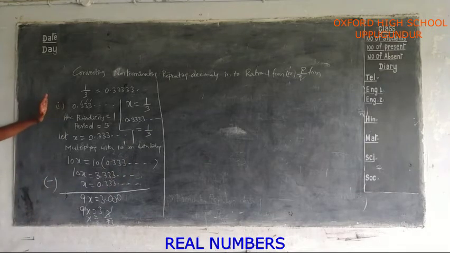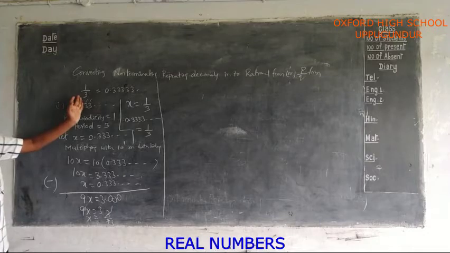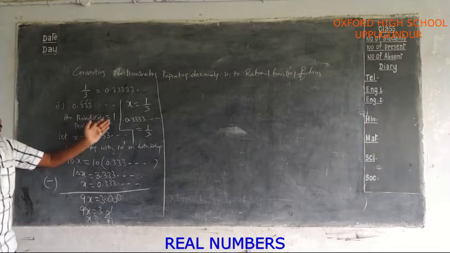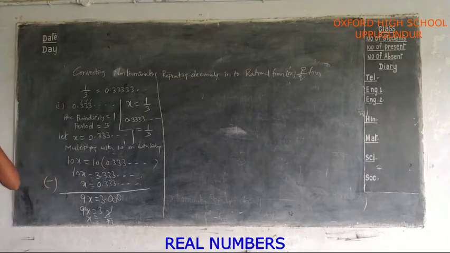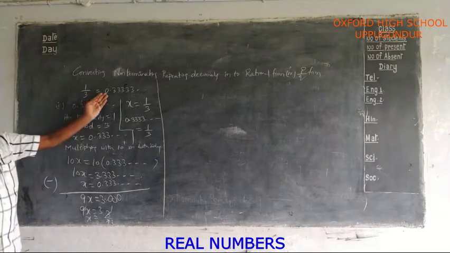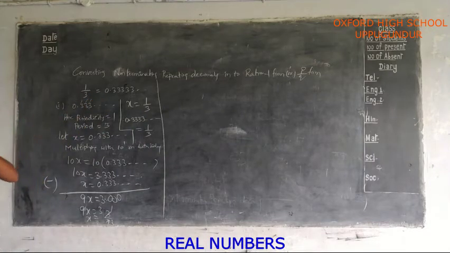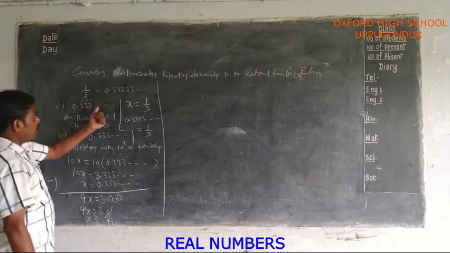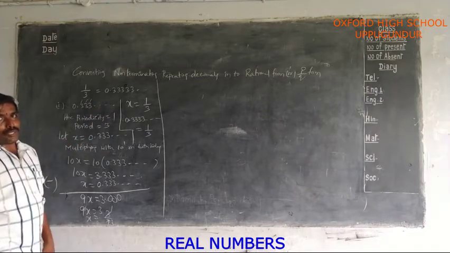So in this way you have to convert a non-terminating repeating decimal into P by Q form. So this is the non-terminating repeating decimal. In this you have, suppose here one digit is repeating. Suppose two digits are repeating.